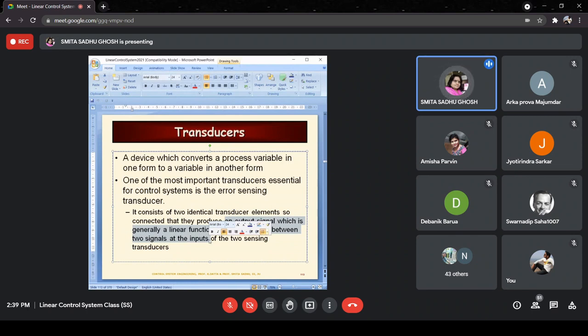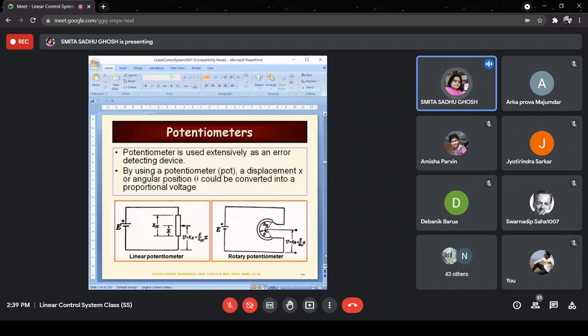But now we will see physically which components can act as such error sensing transducers. First of all, we come to a component with which you would again be familiar, which is known as a potentiometer.